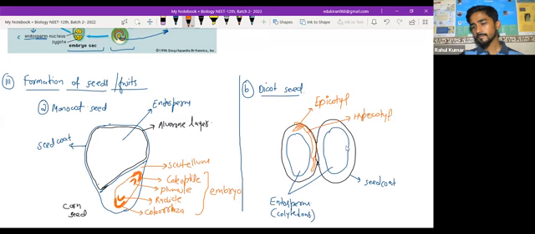Is it clear? Epicotyl, yes. Hypocotyl. Now we know that this epicotyl and hypocotyl, beneath this structure, gives rise to the radicle. So the radicle gives rise to the shoot, right?